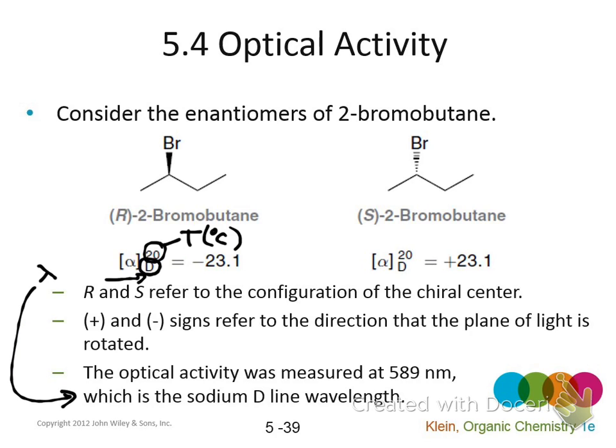589 nanometer wavelength. The plus and minus again refer to rotation clockwise, and negative would be rotation counterclockwise. And again, that's from the viewer's perspective on the polarimeter, whether it goes to the right in your eye or goes to the left. So literally when you have this knob, if you turn it to the right, the clockwise direction on the instrument, that's plus, and turn it to the left, that's minus. Okay?